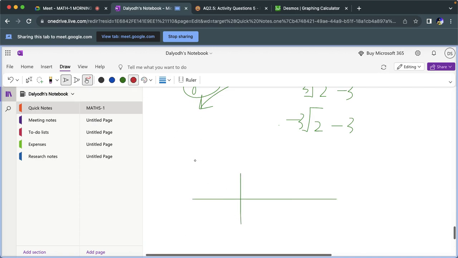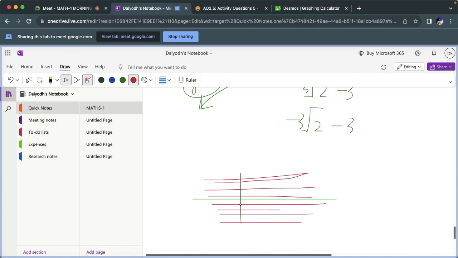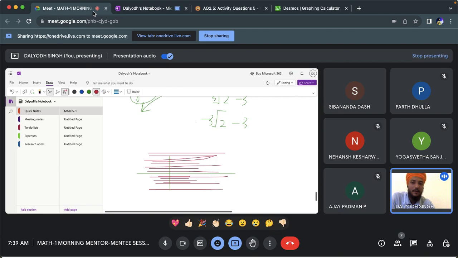So let me draw the graph. So this is also at slope zero, right? So this is parallel to the x-axis. Any line parallel to the x-axis. So it's all points, right? So no point is remaining. You can draw infinite lines like this. You can say any point must lie on that, right? So it's parallel to the x-axis.